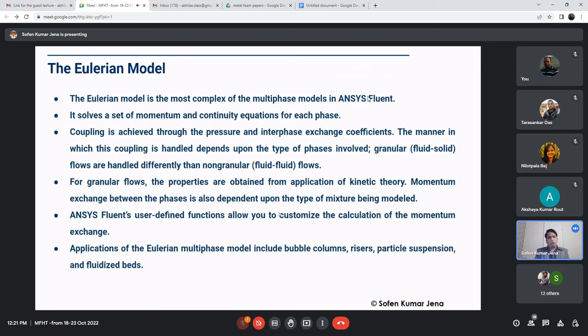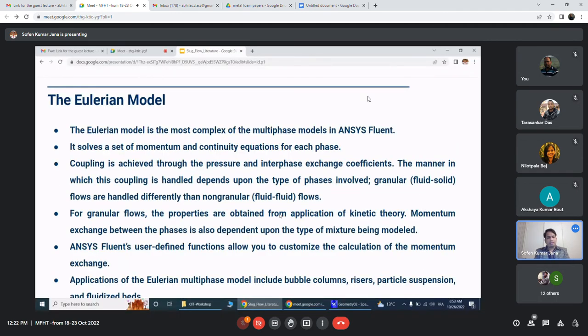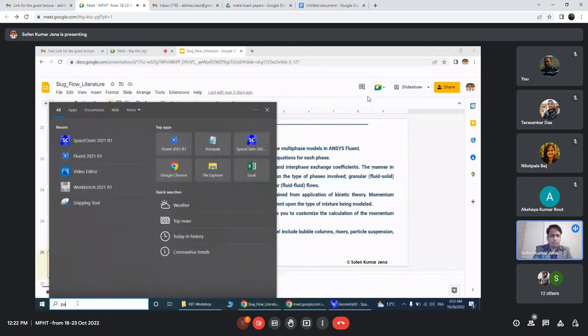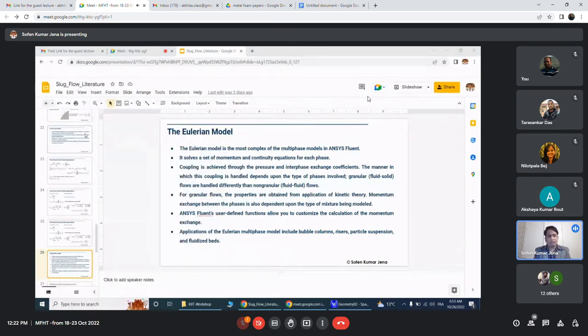So then, coming to the Eulerian model. What is the Eulerian model? This model solves governing equations for each phase individually, which means it is computationally expensive. So let's come to a paint box. I am showing it. What happens normally in the Eulerian model?